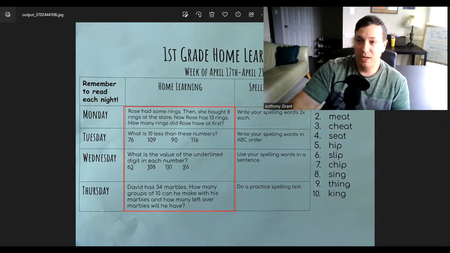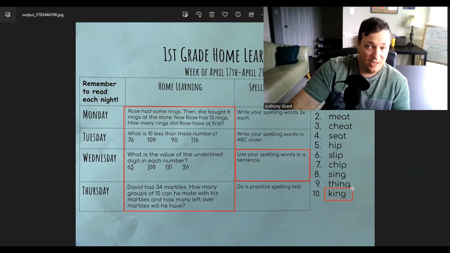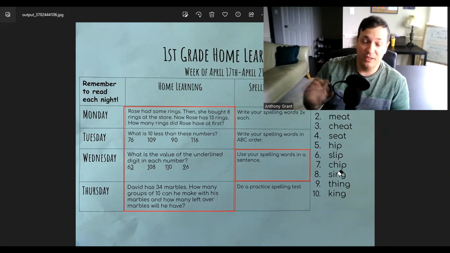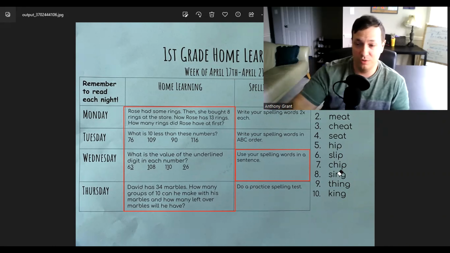So on a piece of paper, you'd go through and take each word and make your own sentence. You could say something like, my dog loves to sing, or Charles is the king, or my favorite food is meat. Any sentence you can make. It's a complete thought with one of these words.